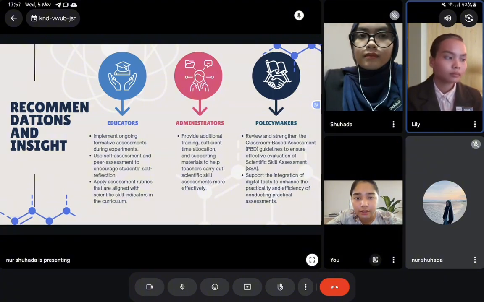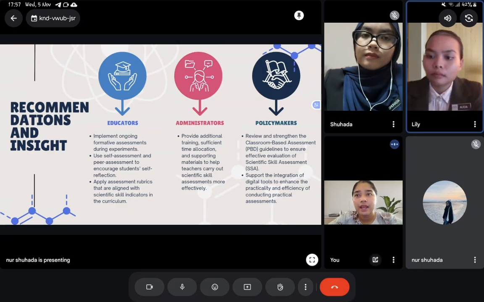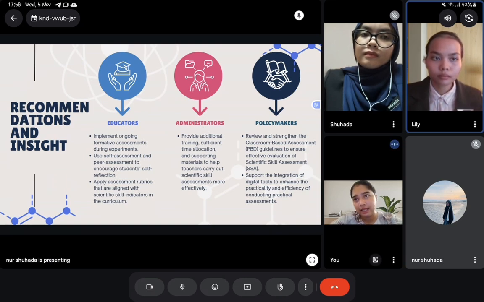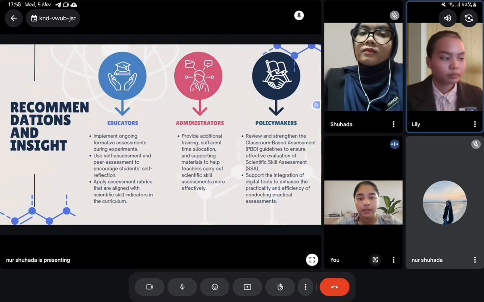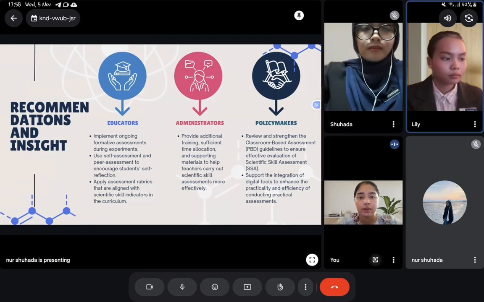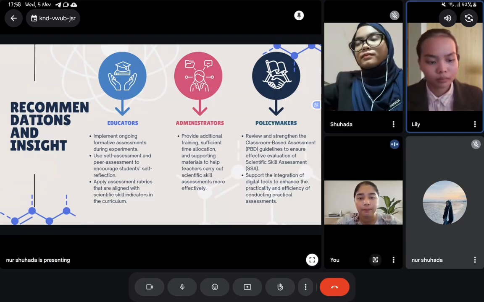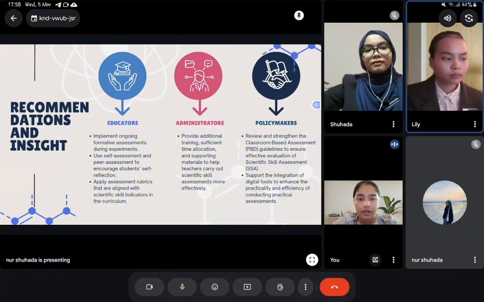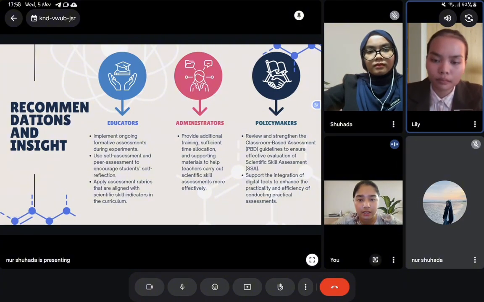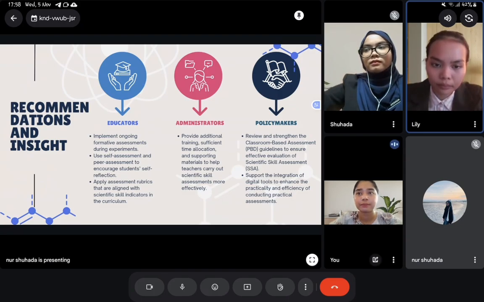The third one, policymaker. Policymakers at the national or district level influence the framework and structure of SSA implementation. Policymakers can review and strengthen the classroom-based assessment (PBD) guidelines to ensure effective evaluation of scientific skill assessment, then support the integration of digital tools to enhance the practicality and efficiency of conducting practical assessment.